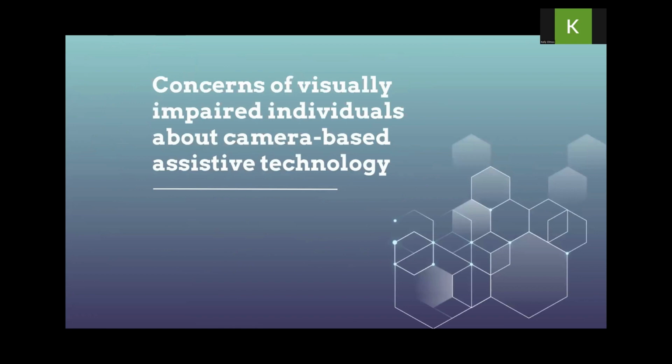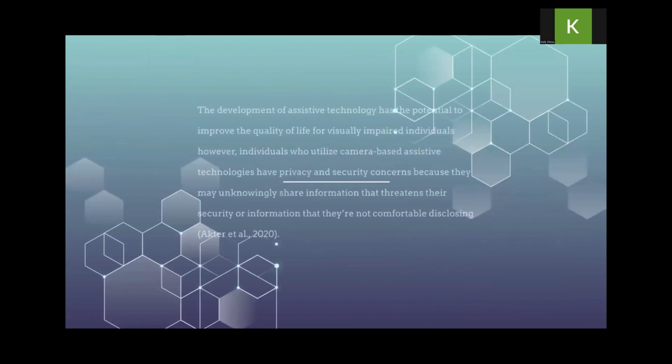So finally, the concerns of visually impaired individuals about camera-based assistive technology. The development of assistive technology has the potential to improve the quality of life for visually impaired individuals. However, individuals who utilize camera-based assistive technologies have privacy and security concerns because they may unknowingly share information that threatens their security or information that they're not comfortable disclosing.